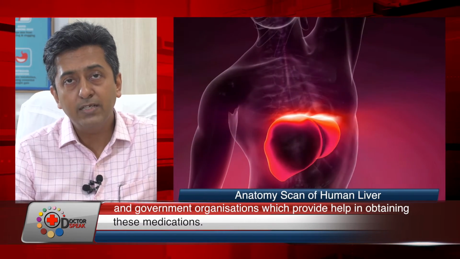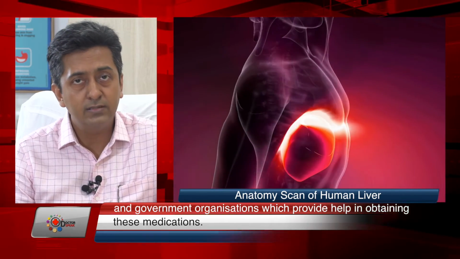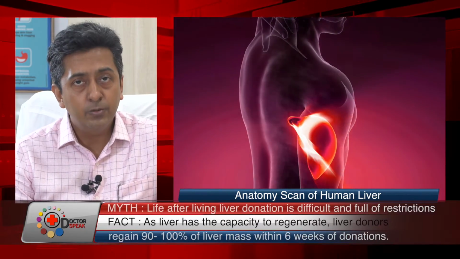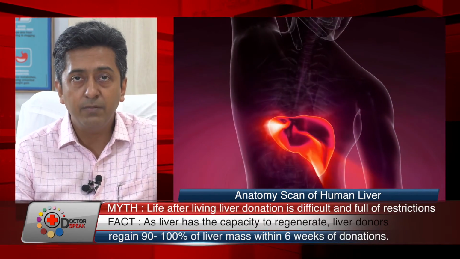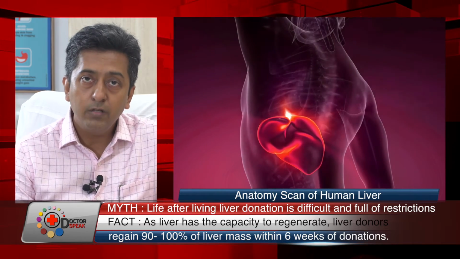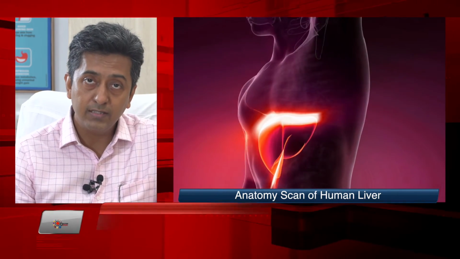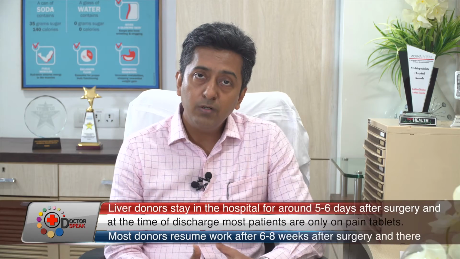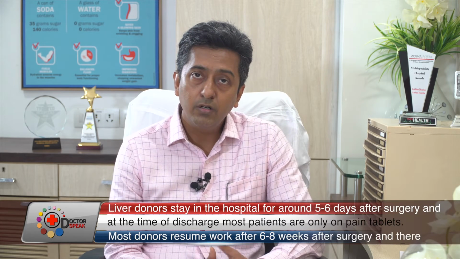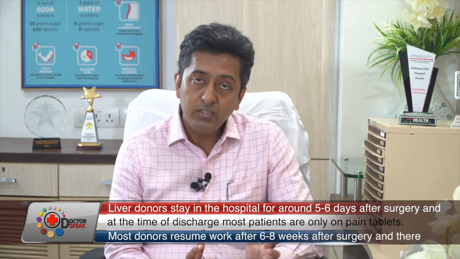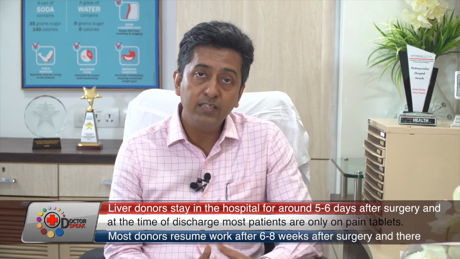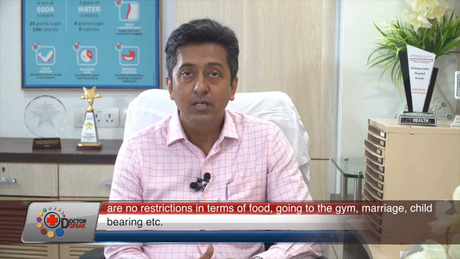Now, coming to the part where, what about the donor? When someone donates a part of the liver, it has this amazing capacity to regenerate itself. That means if you cut the liver, it will grow back to near its original size. So as a result, when someone donates a part of the liver, it grows back within a very short period of around 4 to 6 weeks to near normal or the same size as it was.